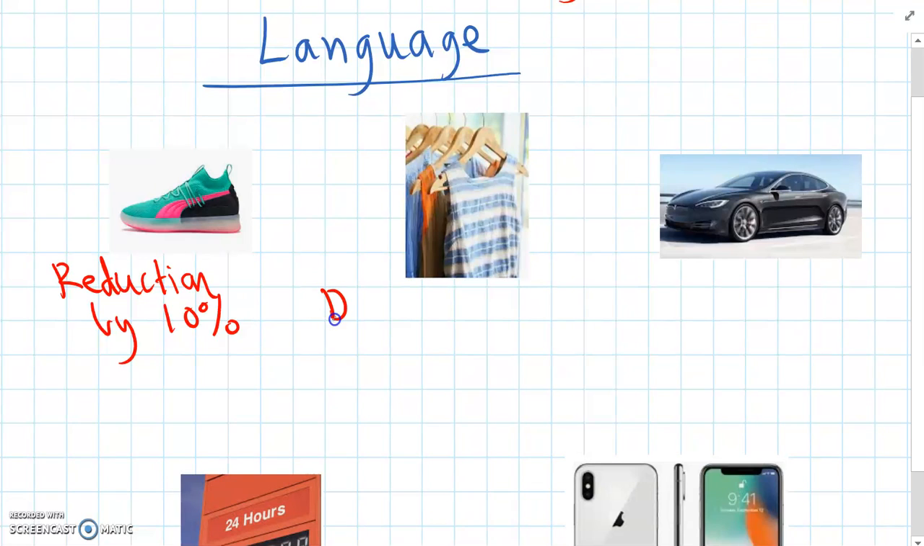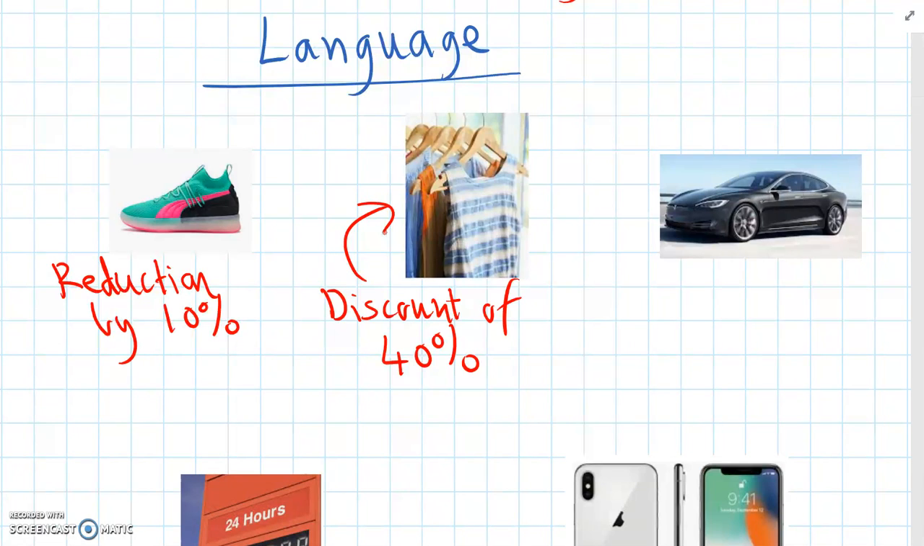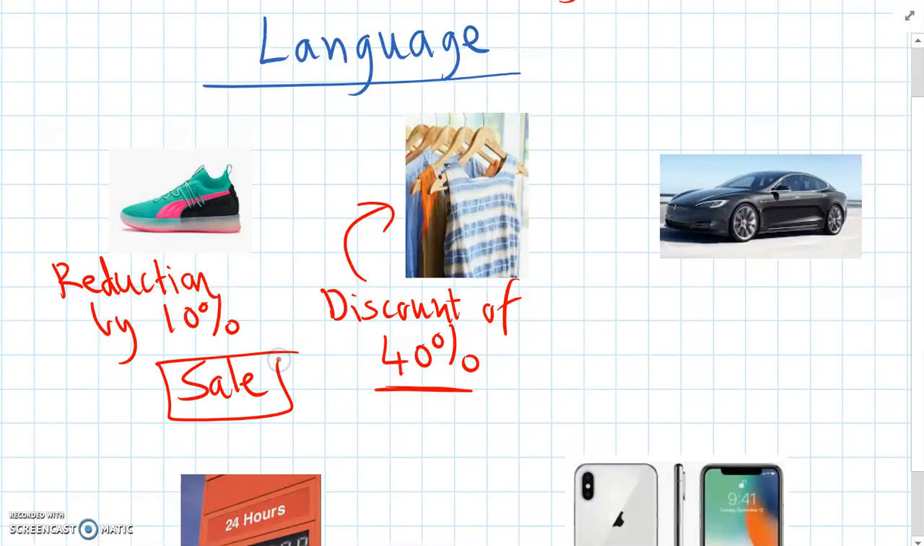And we also call it discount. So if you ever see, and lots of shops have this, if you ever see a discount of 40%, maybe it's some clothes in a shop, we always know that discount means the original number has been reduced by that amount, that percentage. Another word we see is sale. And we always know that sale means prices have been reduced, and often a sale is written as 25% off.